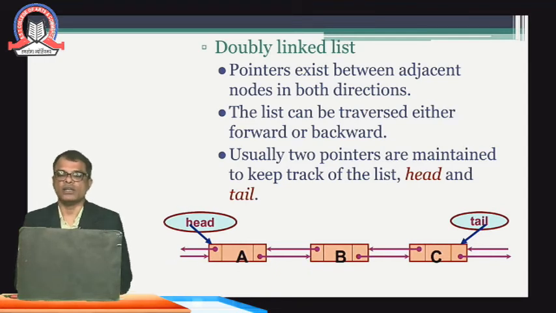Usually two pointers are maintained to keep track of the first and last nodes, the head and tail. This way you can keep track of head and tail.